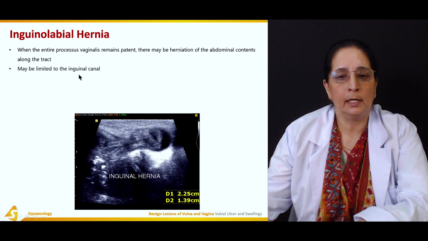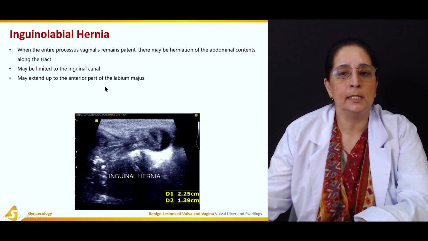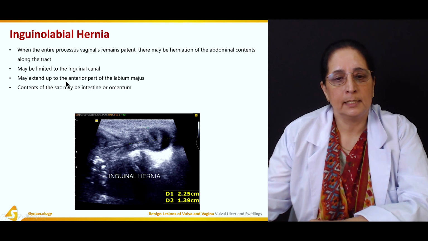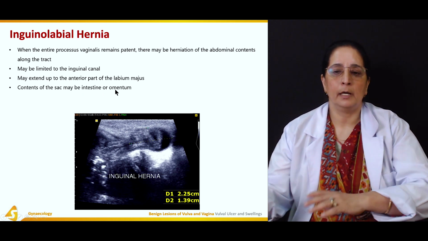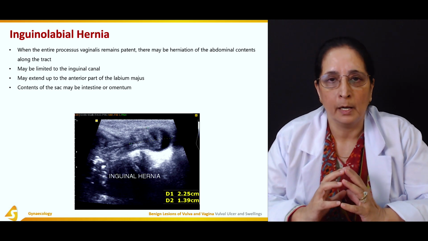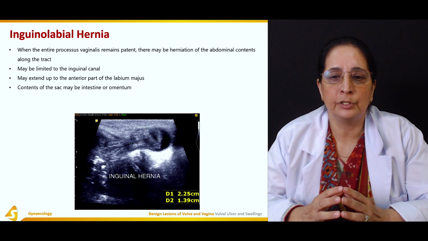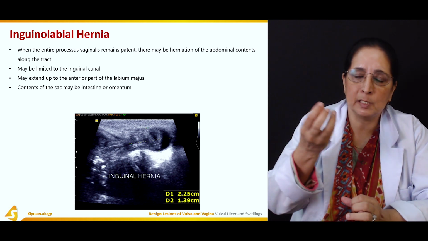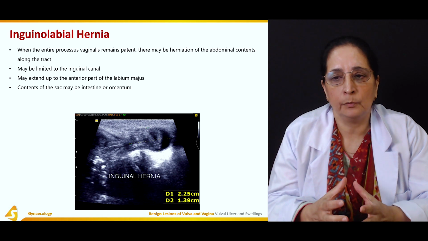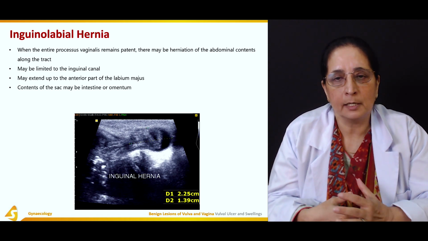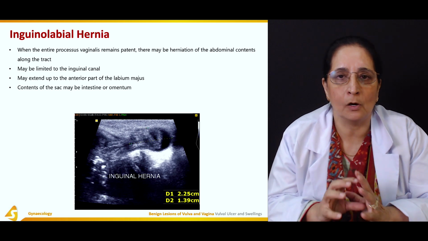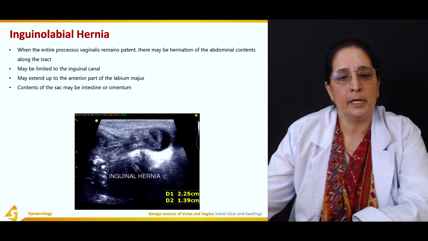It may be limited to the inguinal canal, or may extend to the anterior part of labium majus. The contents of the sac may be intestine or omentum. So this inguinolabial hernia is formed when the processus vaginalis remains patent, and there is protrusion of abdominal contents along the tract. Abdominal contents are protruded through the hernia, and they are usually treated by pushing the contents back and by closing the opening or the hernia.